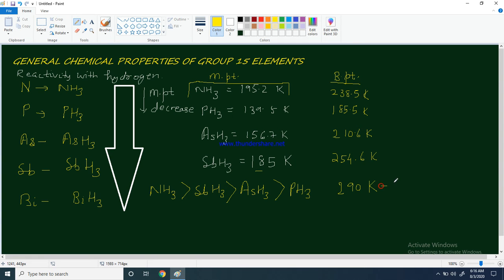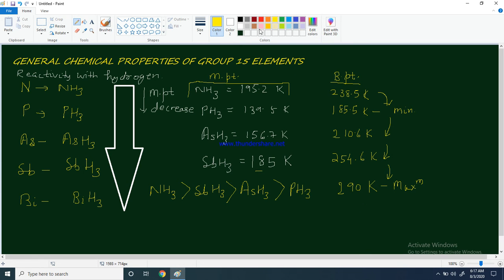See, it is maximum, and this is minimum. So first of all it decreases, again it increases, and then increases. So the order is not uniform. So there is a variation in the trend of physical properties.